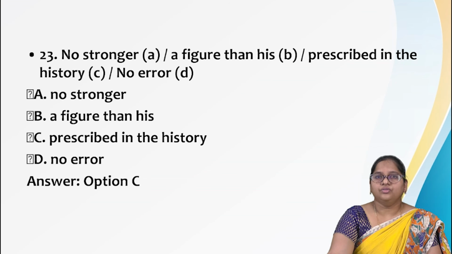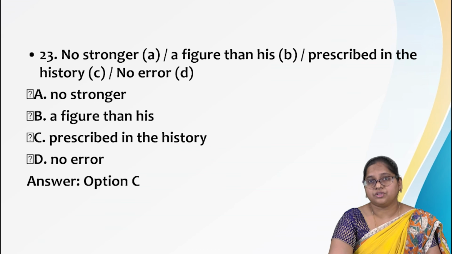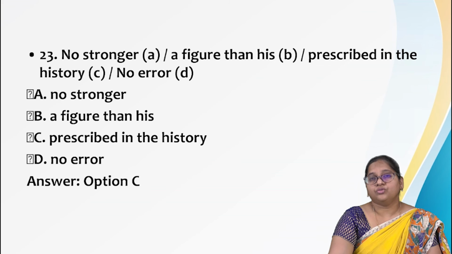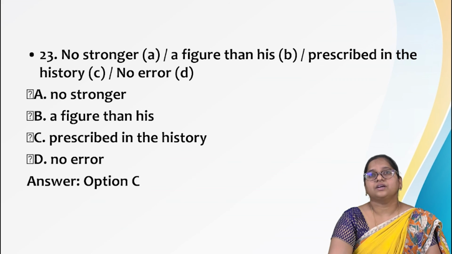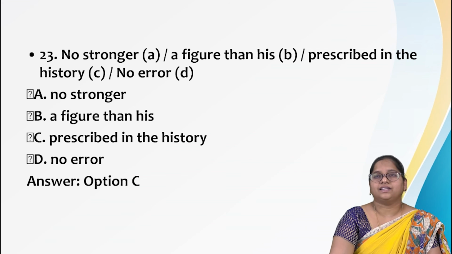Next question. No longer a figure than this, prescribed in the history. No error. So what's wrong here? No longer a figure than his, prescribed in the history. So it should be no stronger a figure than his, prescribed in the history.